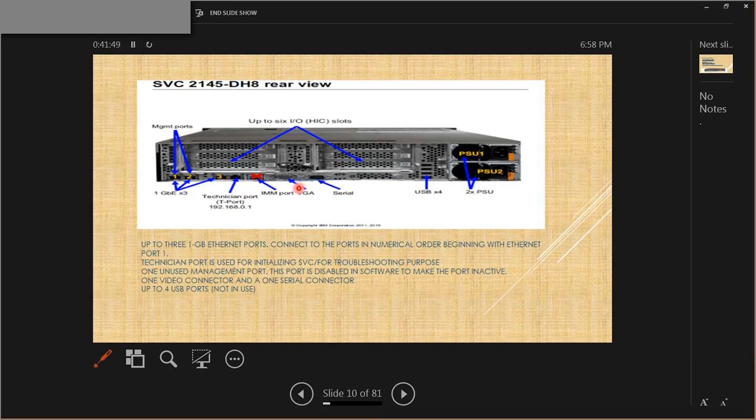And then again, we have a VGA port for connecting a monitor. We have a serial port for troubleshooting purpose. And we have 2 power supplies and 4 USB ports. Again, these ports are not currently in use as per the material that we got for this. So this is how it looks from the rear side. Now let us concentrate on the host interface part: how host interface cards look and what kind of connectivity they provide.